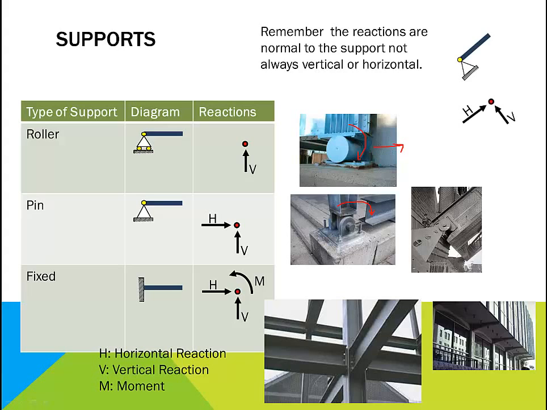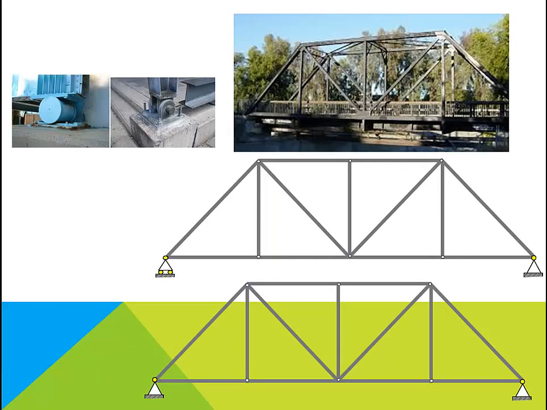Remember, the reactions are normal to the support, which may not always be vertical or horizontal. The more you restrain, the stronger the members have to be because there would be more reactions. Hence, fixed supports are the most expensive ones as they have to support all three reactions, two force reactions and one moment reaction. Let's see an example.